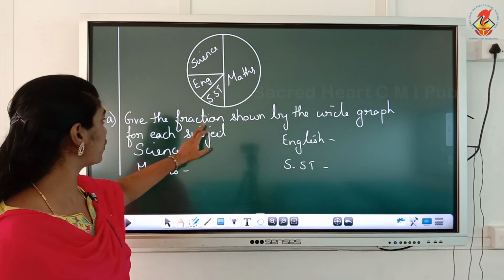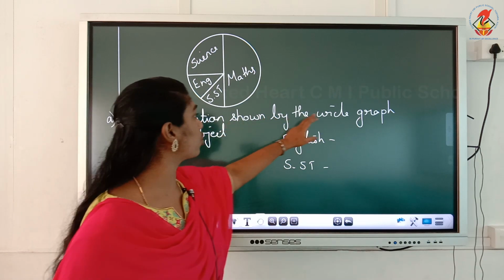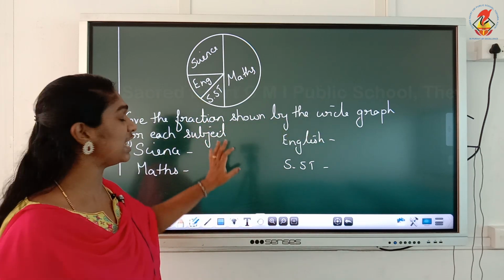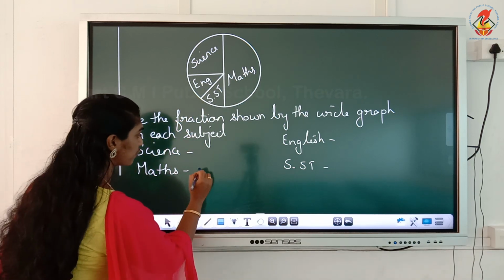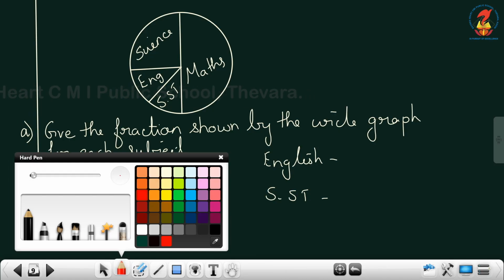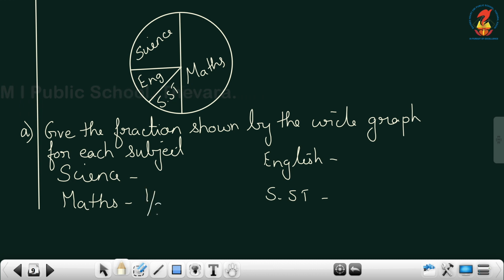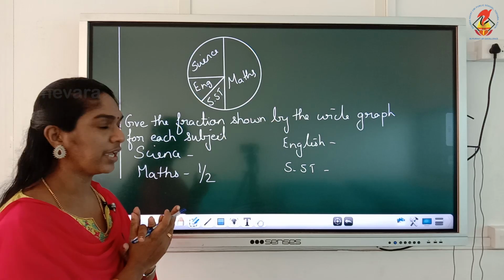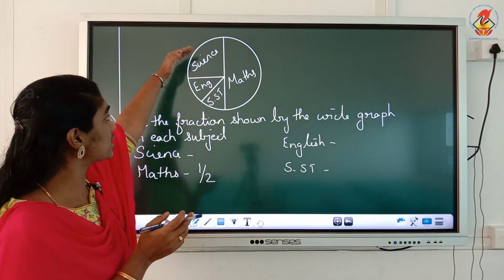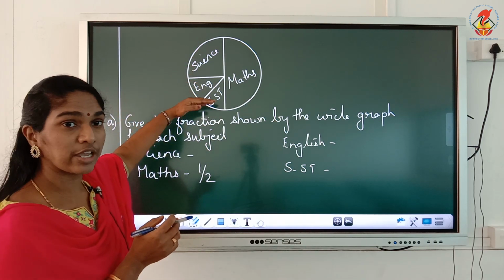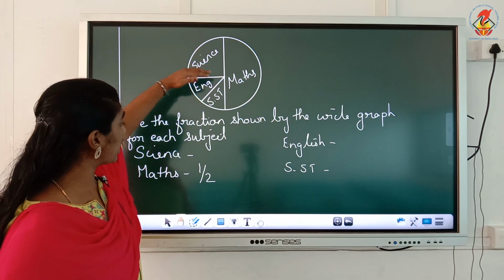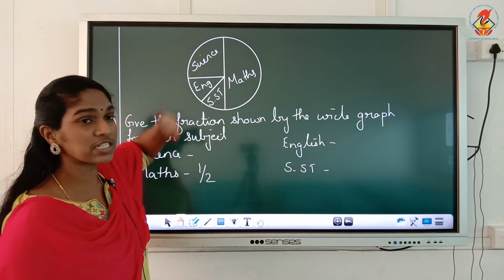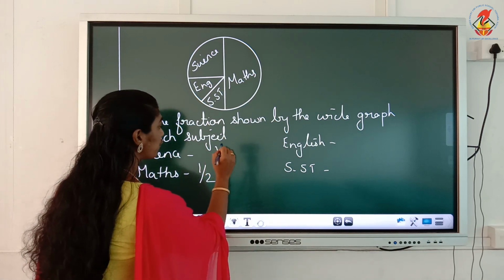In this they have the first question: give the fraction shown by the circle graph for each subject. So for maths the fraction is half, because half of the circle is gone for maths. The rest of the half is gone for science, English and social studies. But again you can see this half is being divided. So when that half is divided, science becomes 1/4.